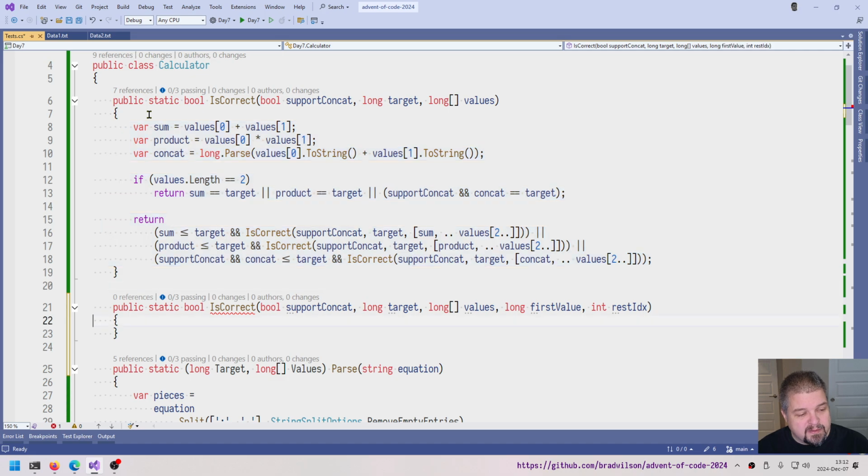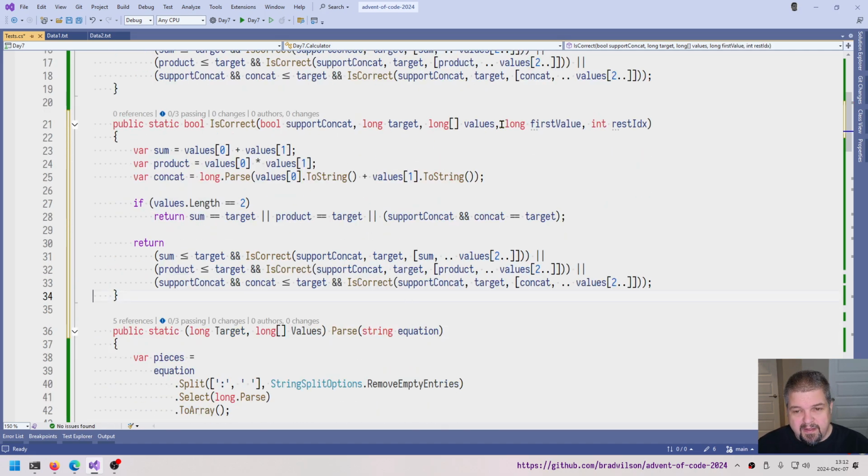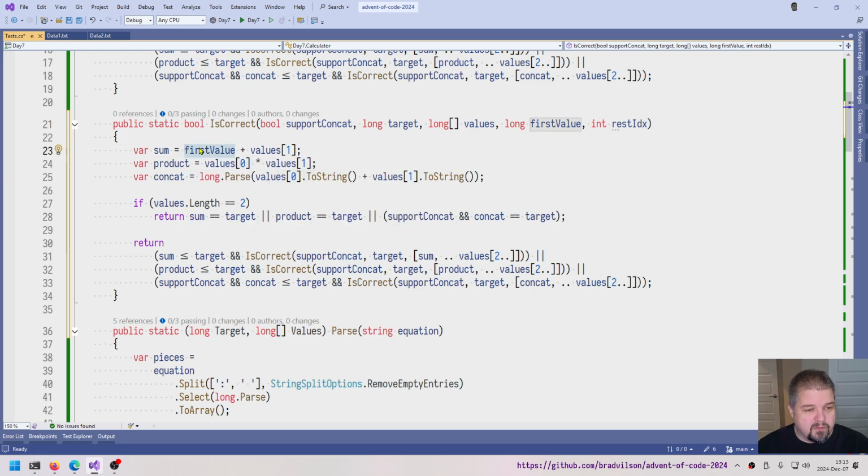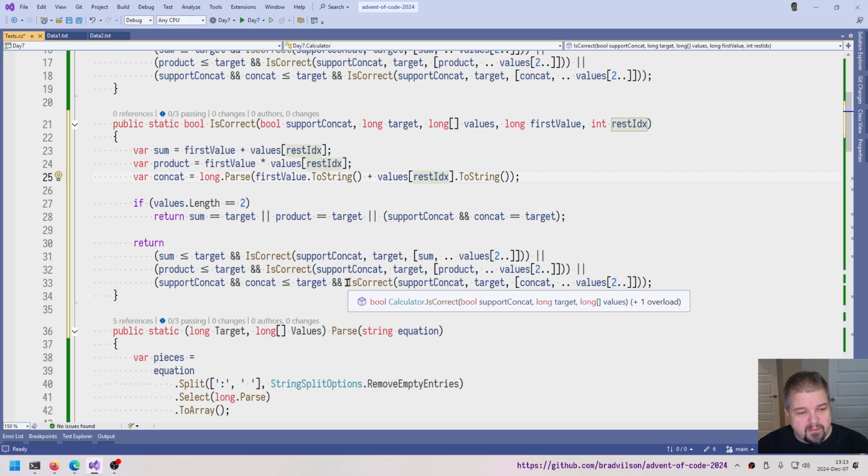Let's just go ahead and copy this down here. Let's say now we don't have value sub 0. Everywhere we see value sub 0, that's the first value, right? So our first value, and then our second value is going to be the values from the start of whatever is the rest. So value sub 1 is that. Okay, so far so good. That gives us our first value and the rest.